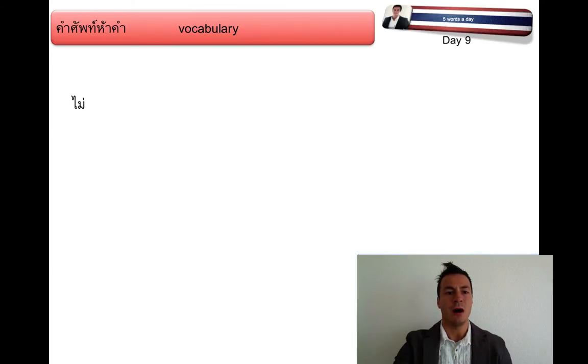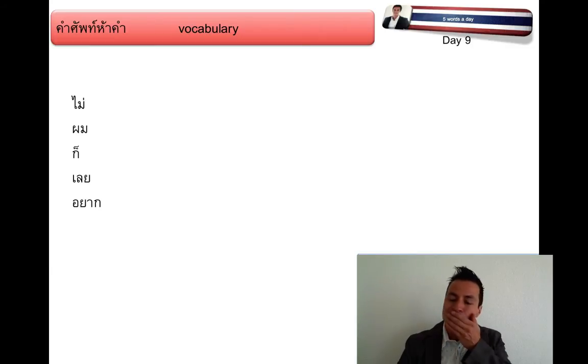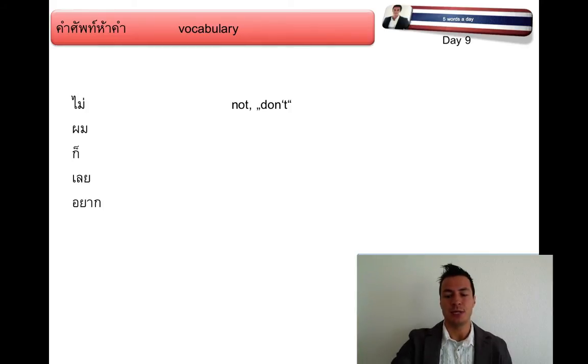Vocabulary for today are ไม่, ผม, ก็, เลย, อยาก. I read it again: ไม่ ผม ก็ เลย อยาก. The translation of these words is: ไม่ means not, most often translated as don't or do not.